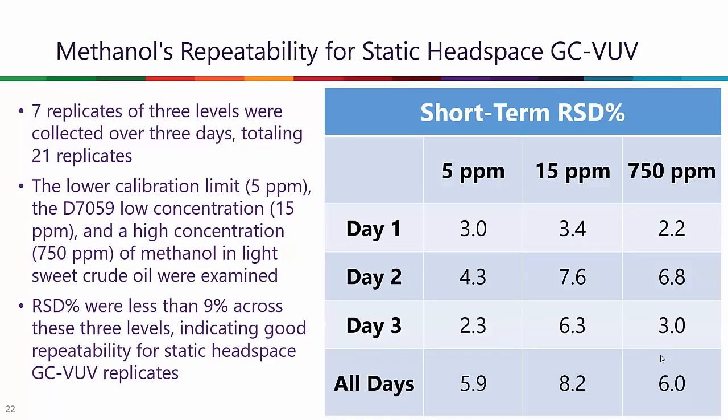So I went ahead and did a short-term methanol repeatability study for static headspace GC VUV. Several replicates were taken over 3 levels over 3 days, totaling 21 replicates for each level. The main takeaway from this slide is that the RSD percents across the board are less than 9%, which is pretty good for headspace analysis, since RSD percents tend to be a little bit higher than, let's say, direct liquid injection.